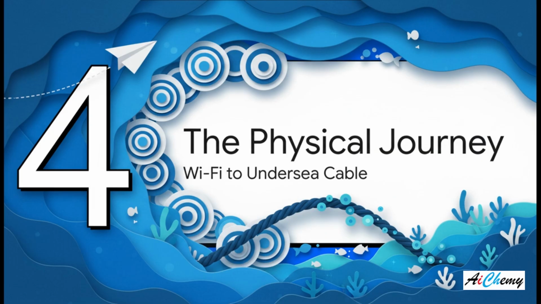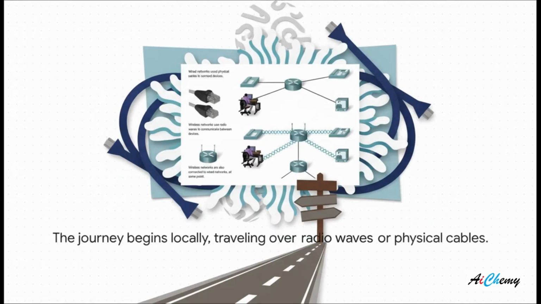Now for the really amazing part, the actual physical journey. This is where the digital stuff we've been talking about hits the real world, and it is seriously impressive. So the journey always starts small, right in your home or office. Your request zips from your laptop or phone over to your router. If you're on Wi-Fi, it's traveling as radio waves. If you're plugged in, it's tiny electrical signals in a cable. Think of this as the on-ramp to the massive global information superhighway.